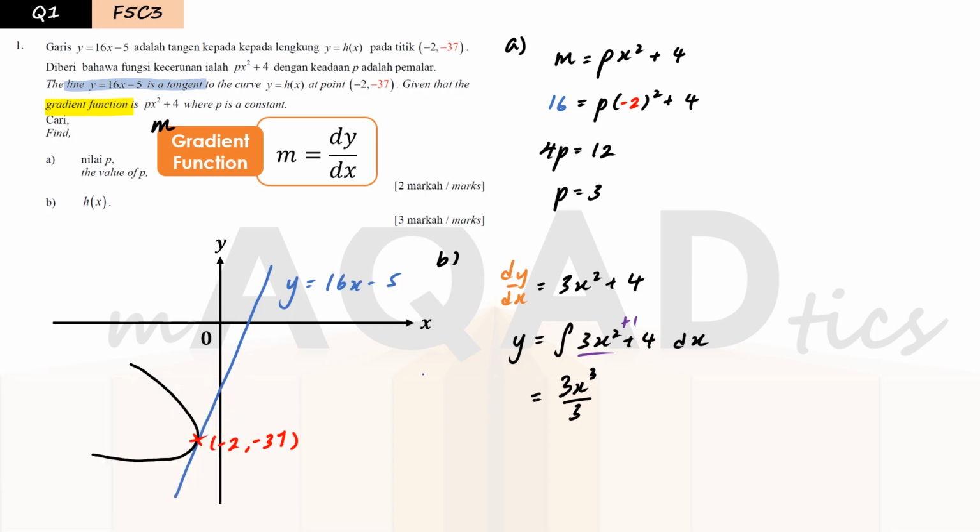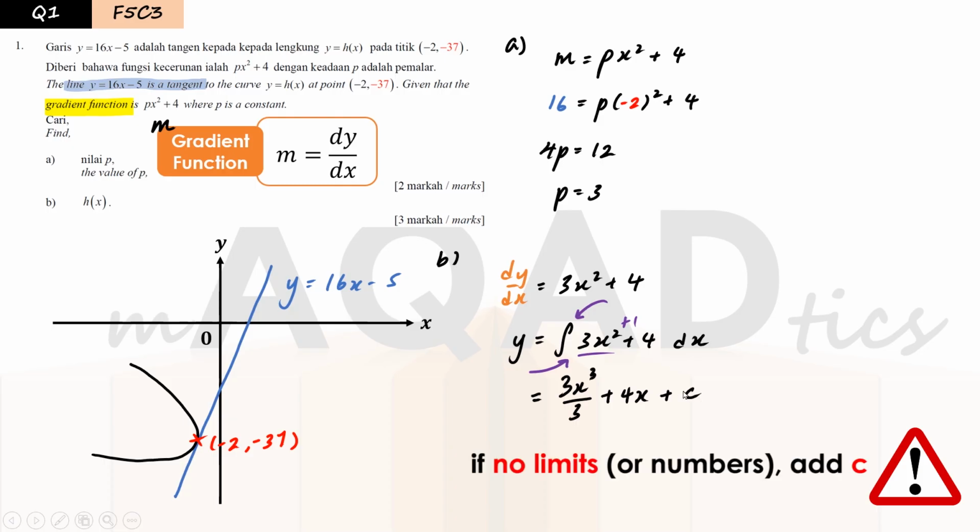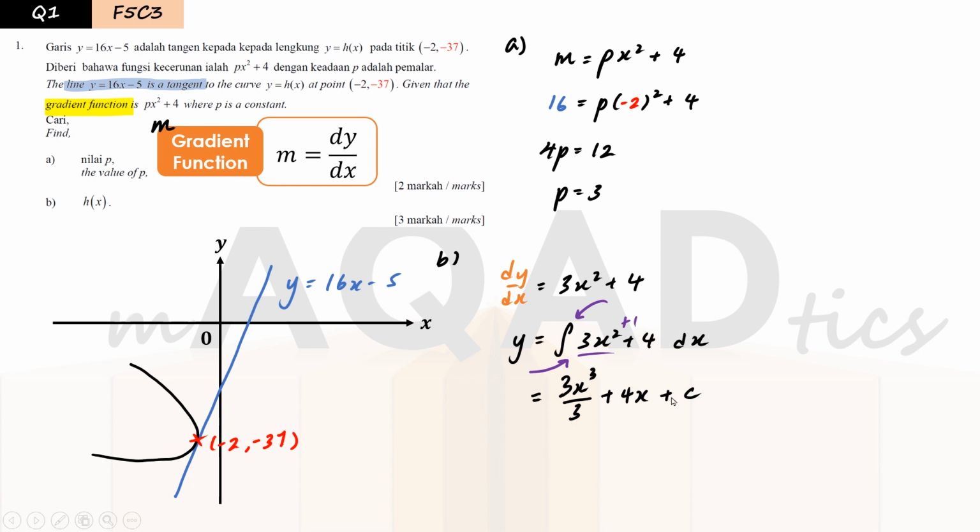For this value, it doesn't have x, so we add x at the back. So here will be 4x. Here's another important thing to let students know: if you look at this curvy line and you see there are no limits, meaning no numbers up and down, we need to add c at the back. If you don't see numbers here, please put c at the back, which a lot of students forget. Once we simplify this, it will be x cubed plus 4x plus c.